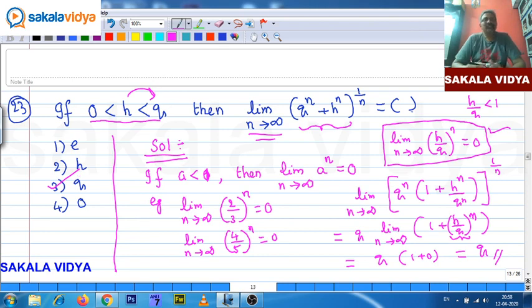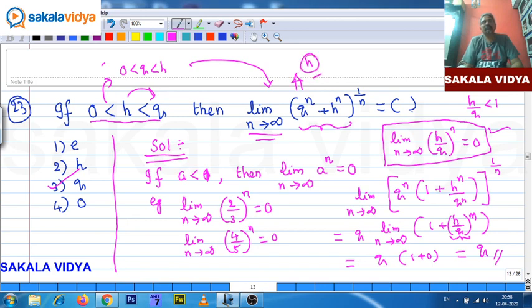Right. So, that means now you can change the problem like this also. For example, instead of this 0 less than h, h less than q, the same problem is there with 0 less than q, q less than h. This answer becomes, so now h will be the answer.